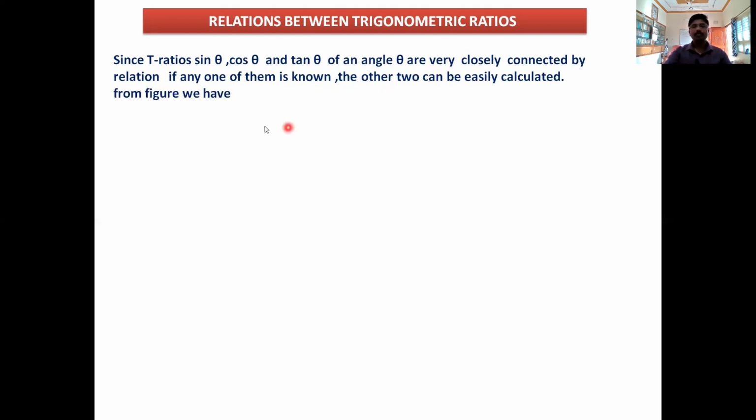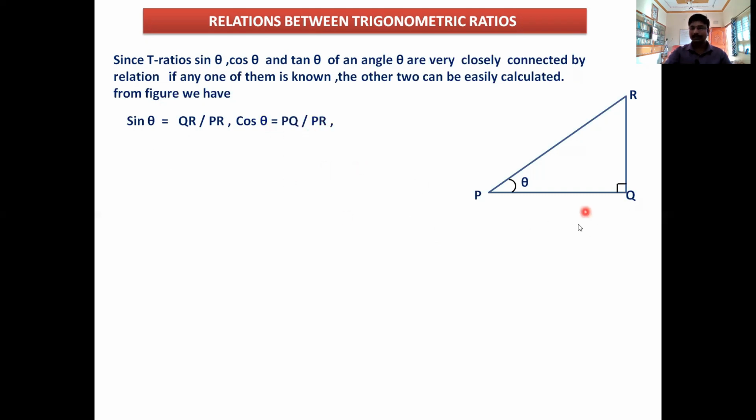From the figure we have the right angle triangle PQR, right angled at Q, and angle P we consider as theta. Sin theta is opposite side QR divided by hypotenuse PR. Cos theta is adjacent side PQ, or base, divided by hypotenuse PR. Last one, tan theta is QR divided by PQ, opposite side divided by adjacent side, or perpendicular divided by base.